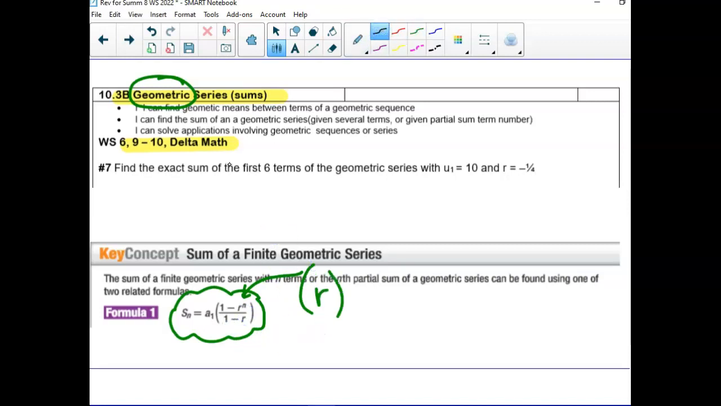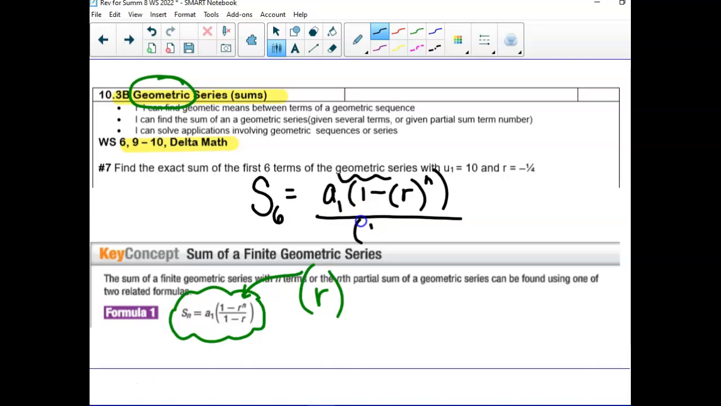So this says find the exact sum of the first 6 terms of a geometric sequence with u sub 1 is 10 and R is negative 1/4. So we want the sum of the first 6 terms, but it's a geometric sequence. So the formula says a sub 1 times 1 minus r to the n, all over 1 minus r. So for us, this becomes 10 times 1 minus negative 1/4 to the 10th or the 9th, or neither one of those, because I just read it wrong.